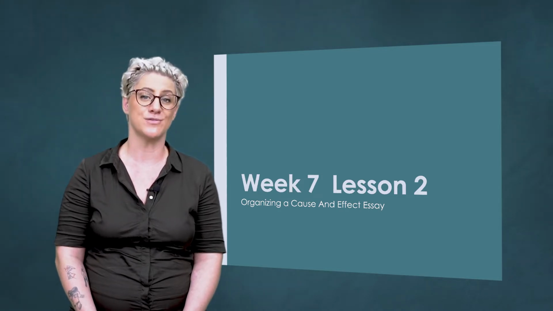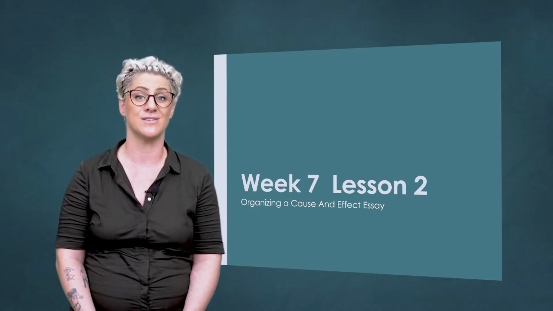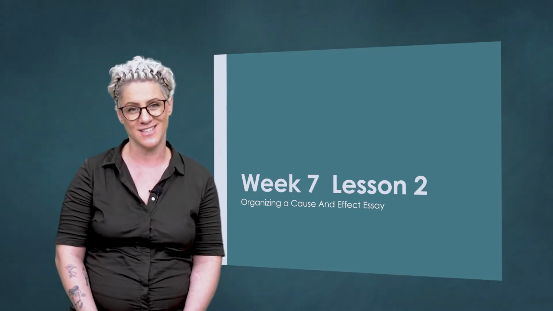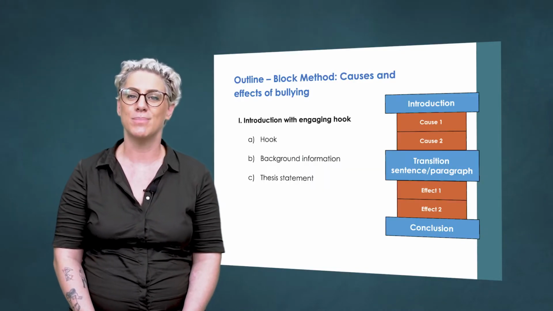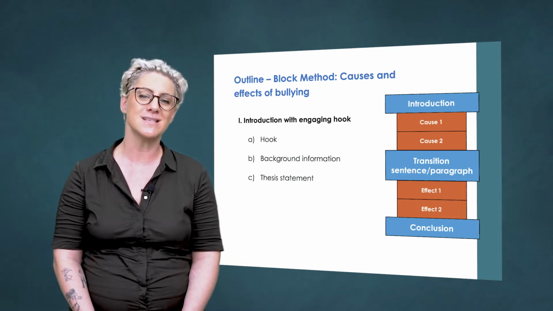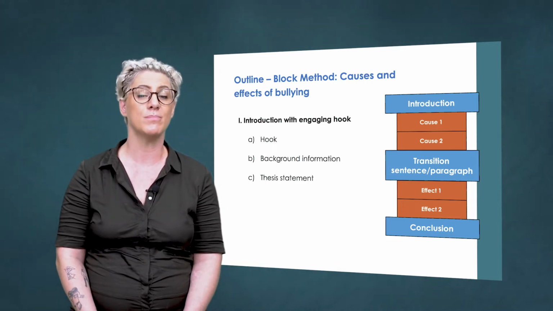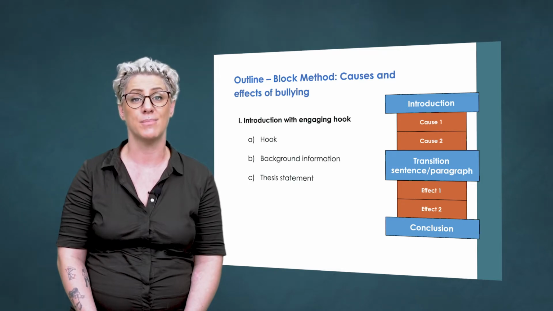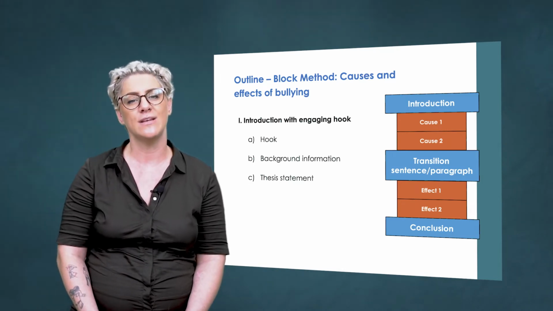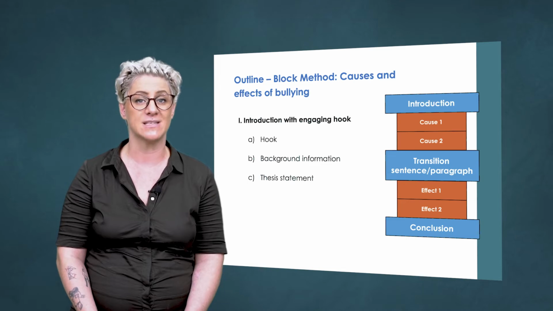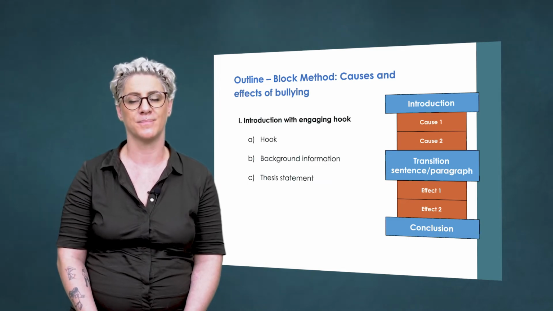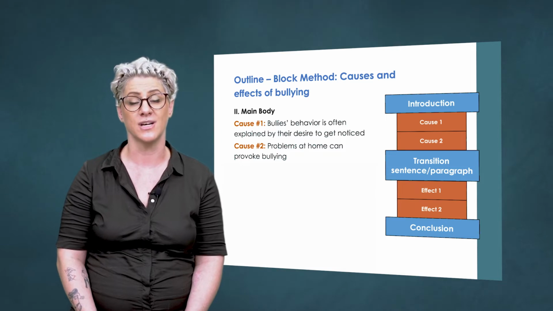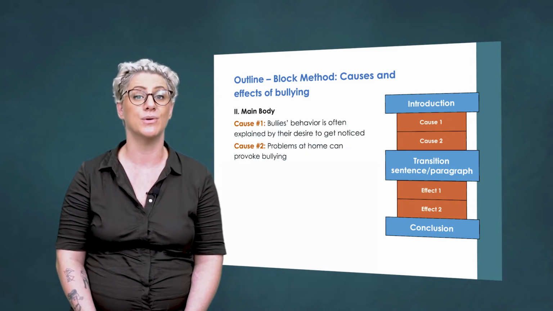There are two types of structures you can use to organize your essay. One is the block structure and the other is the chain structure. In the block organization, you first discuss all the causes as a block in 1, 2, 3 or more paragraphs depending on the number of causes, and then you can discuss all the effects together as a block. Have a look at this outline for an essay written in block structure on the causes and effects of bullying.